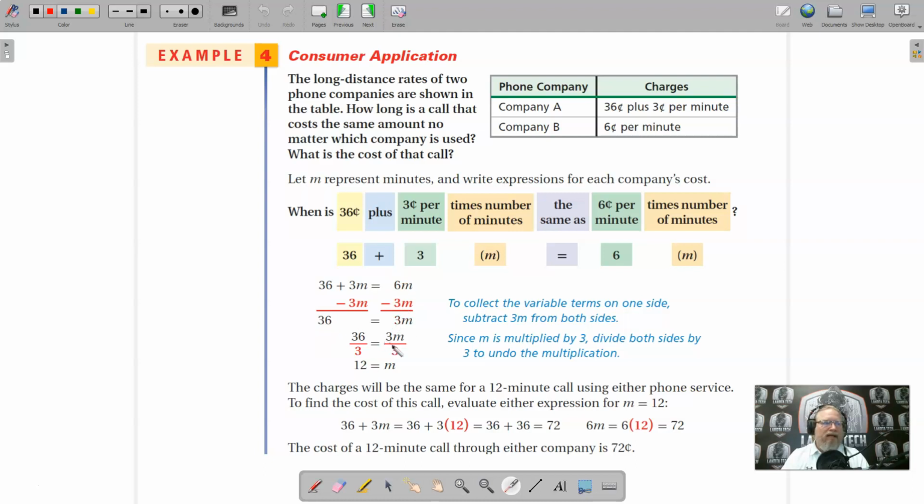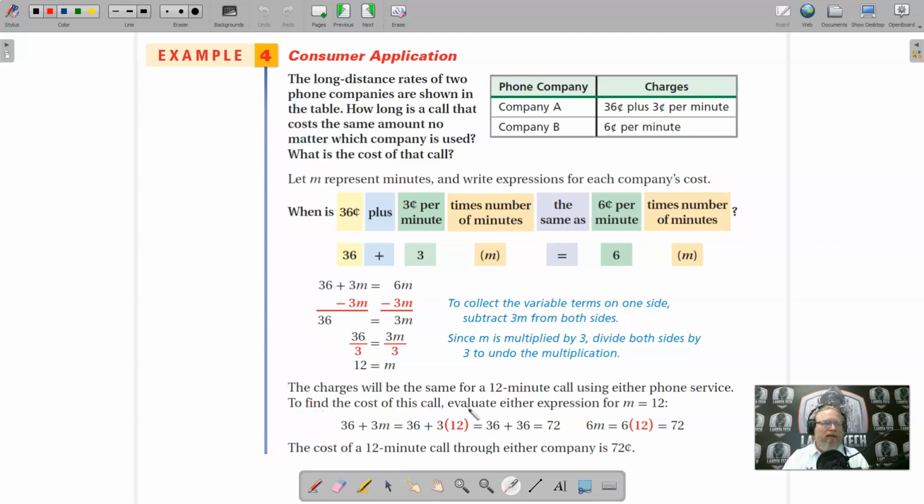Now divide both sides by 3. And that leaves us with just M. 36 divided by 3 is 12. Remember, the answer represents the number of minutes, so it's 12 minutes. The charges will be the same for a 12-minute call using either phone service.